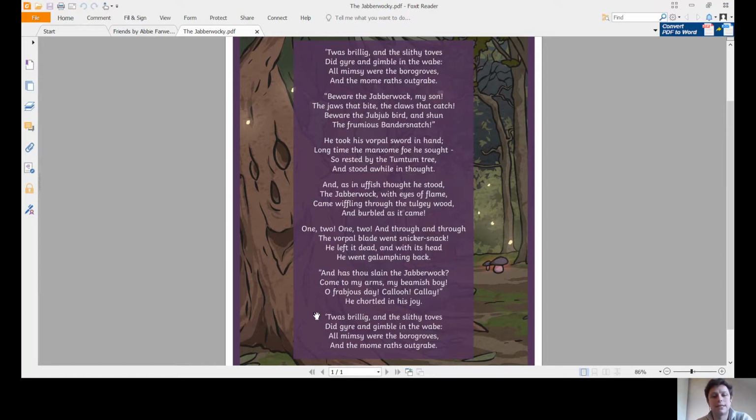'Twas brillig, and the slithy toves did gyre and gimble in the wabe. All mimsy were the borogoves, and the mome raths outgrabe.